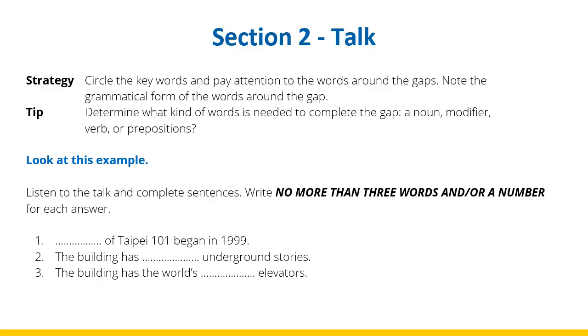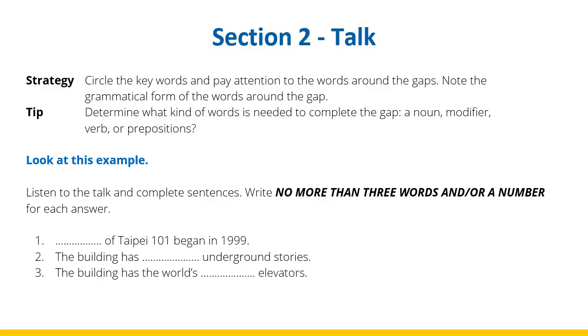So for example, we have an example below here, and let's take a look. In the IELTS exam, you are asked to listen to the talk and complete sentences. Write no more than 3 words and/or a number for each answer. So the most important part here is to read carefully how many words you are allowed to write down, because sometimes they ask you to write only 1 word, so you need to be very careful.